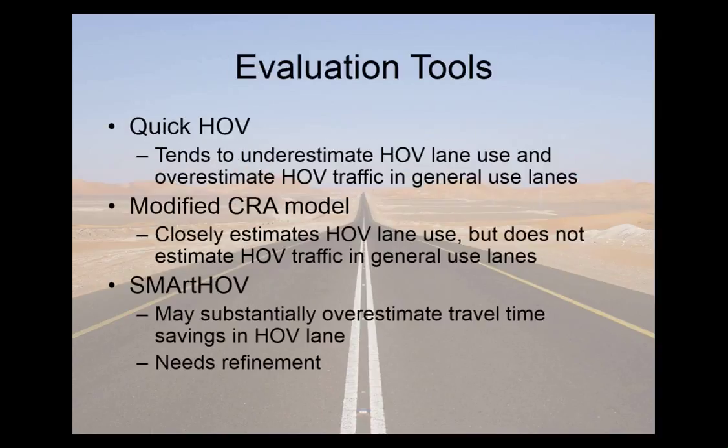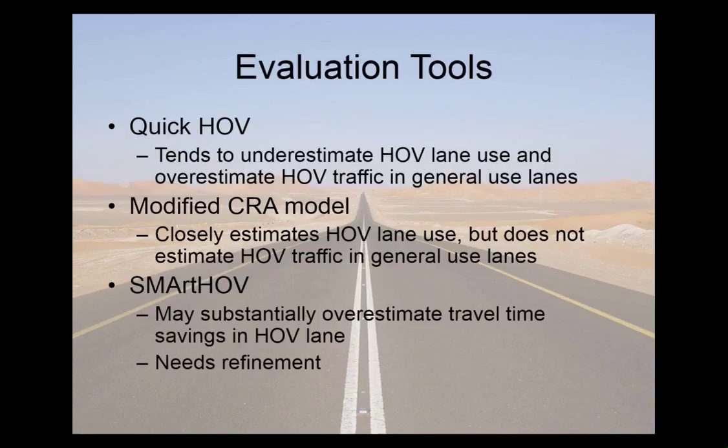Now there are various computer simulations and tools for evaluating HOV lanes, both before they're added and after they're implemented. Among these is Quick HOV. This is a demand estimation tool used to estimate how much demand HOV lanes will receive. In case studies that I looked at, it tended to underestimate the HOV lane use and overestimate the number of HOVs using the general traffic lanes.